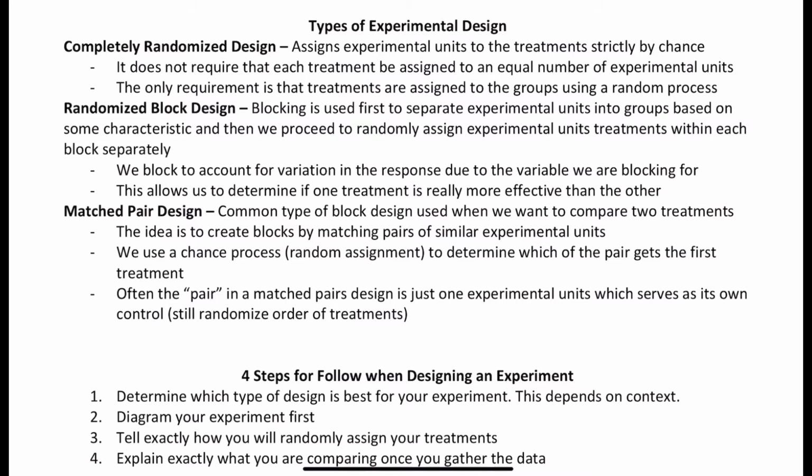And last but not least, we have matched pair. So this is a common type of block design used when we want to compare 2 different treatments. So usually we match pairs of similar units. So usually, we could pair a woman of similar weight and age with another female of similar weight and age, so that way we could see how it affects similar people. Then we will randomly assign them to see which of the pair gets the first treatment, and that other one will get the second treatment. Often the pair in a matched pairs design is just going to be one person, and then they will get one treatment after the other. That order will still be randomized.